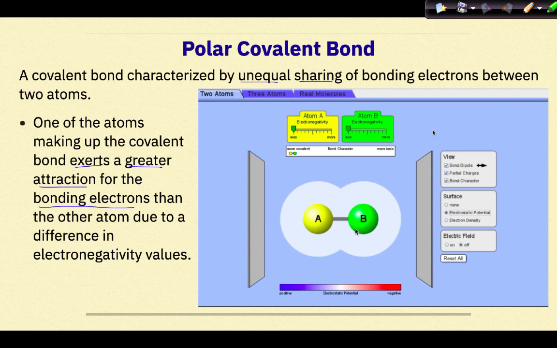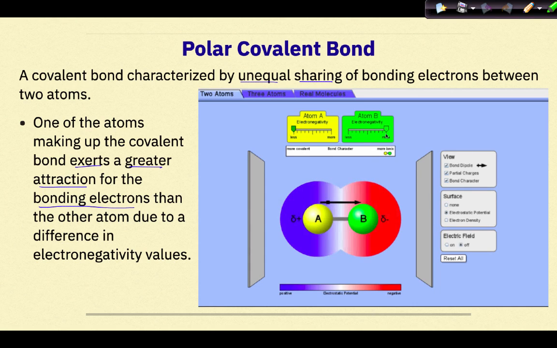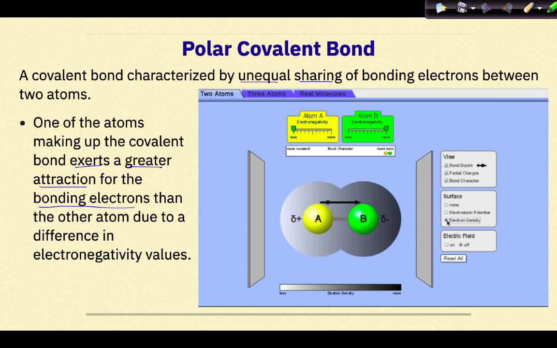between A and B. But as we start to move the slider on atom B across and make atom B more electronegative, we can see that there is an unequal distribution in electrons as the electrons get pulled closer to B. If we switch over to electron density, we can see that the electrons are pulled closer to B and away from A, giving B a slightly negative charge and A a slightly positive charge.